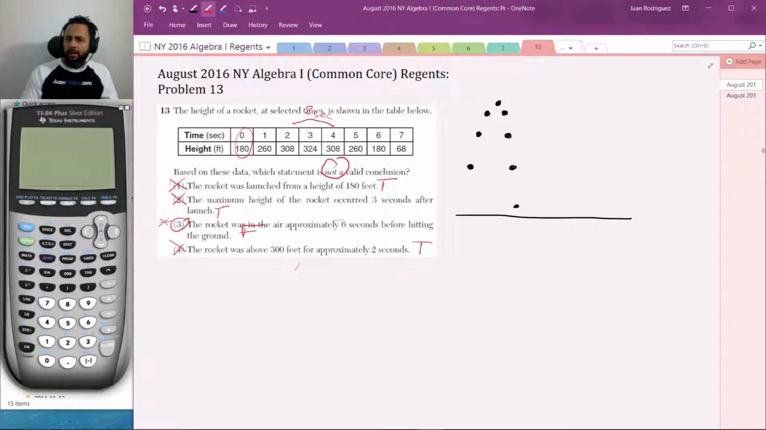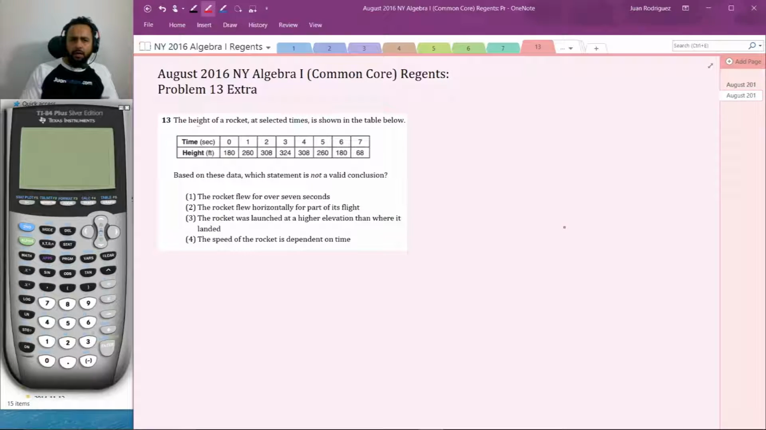Okay, here's a similar problem with the same data created by us. The height of a rocket at selected times is shown in the table below, the same data. Based on these data, which statement is not a valid conclusion? So it's a new set of conclusions which may or may not be valid. At this point, you should definitely pause the video. Try the problem on your own, and when you're finished, press play to see our solution.